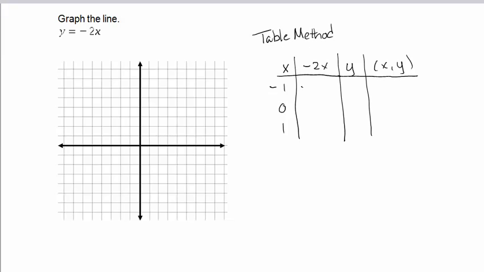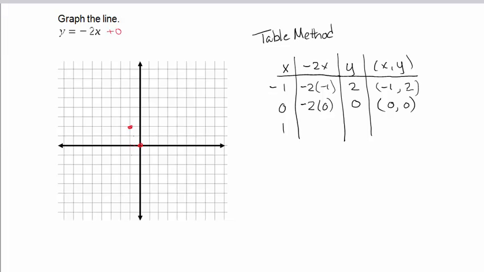So let's see, if I have -2 times -1, I get a positive 2 for my y. So my point is -1, positive 2. So I go -1, positive 2. All right, next point, 0. So I have -2 times 0, which is 0. So I get 0, 0. And again, that makes sense. It goes through the origin because I have no y-intercept, right? This is just like plus 0.